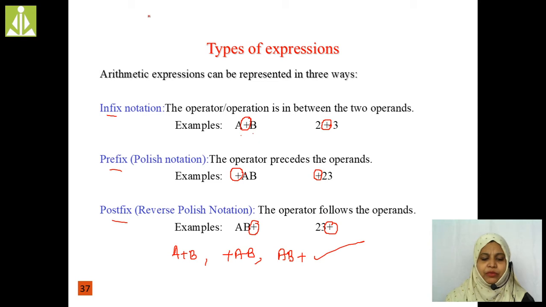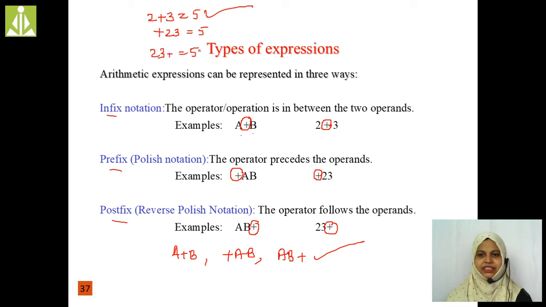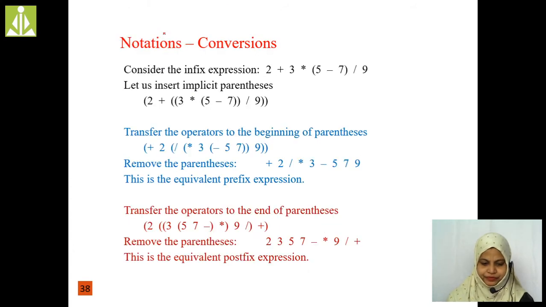For example, what is the value of 2 plus 3? 2 plus 3 equals 5, right? If I write plus 2 3, it is also equivalent to 5. 2 3 plus is also equivalent to 5. So 2 plus 3 is equivalent to 5, plus 2 3 is also 5, and 2 3 plus is equivalent to 5 only. So we can represent the same expression in three types: infix, prefix, postfix, right?